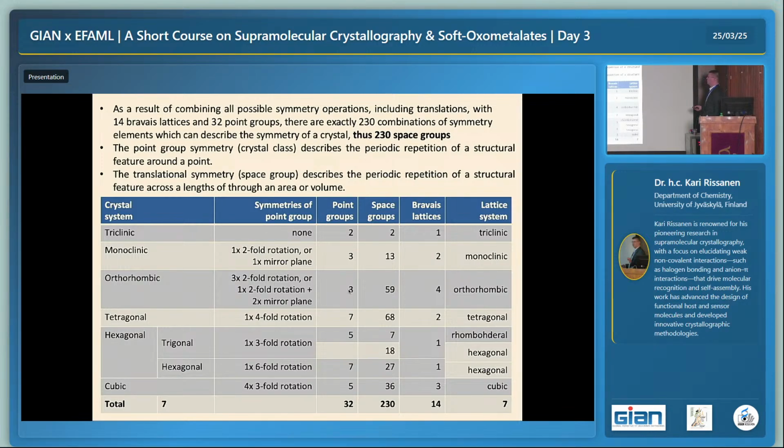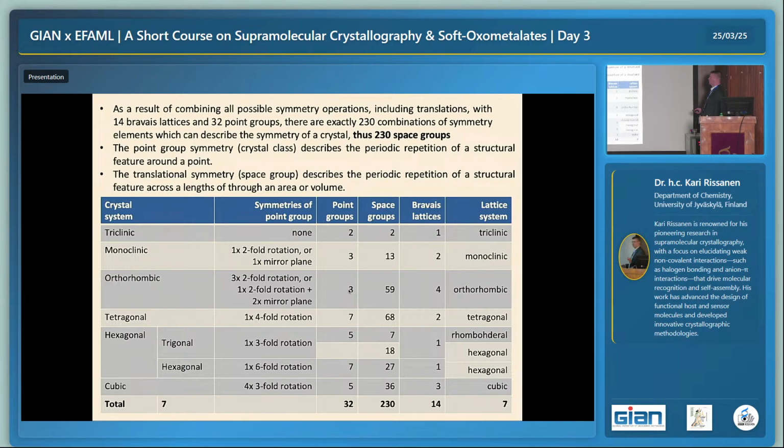And that's the point. So each point group symmetry in crystallography describes a periodic repetition of a structural feature around the point. So that is the idea. That gives you the idea that, okay, start from here, follow these symmetry operations in all directions in three-dimensional space. And that is, again, a short summary of this.